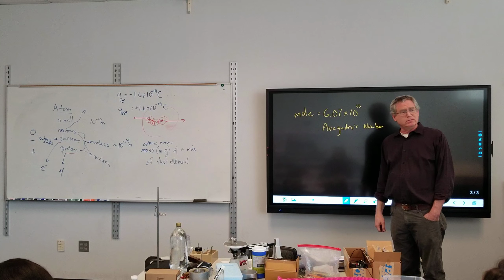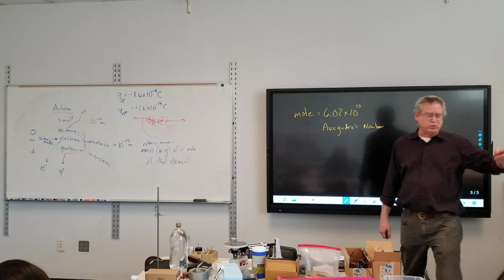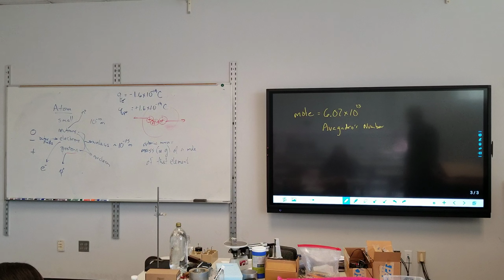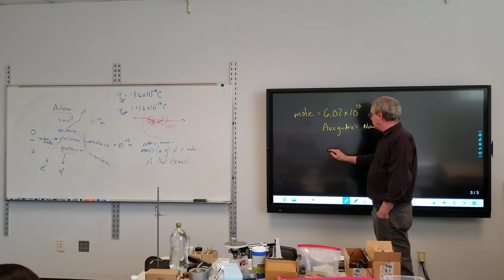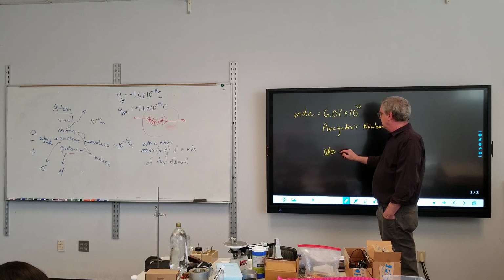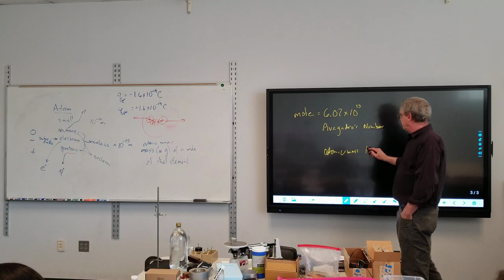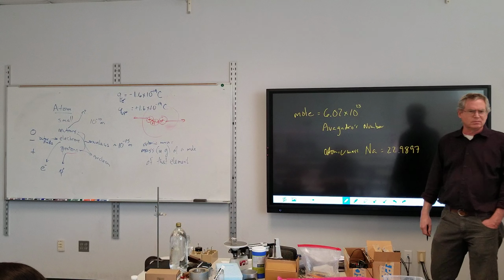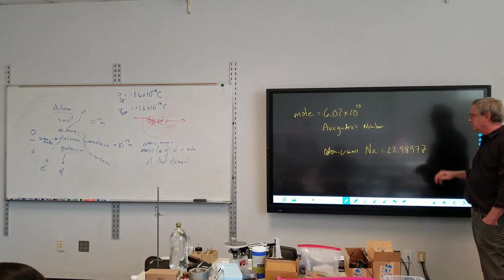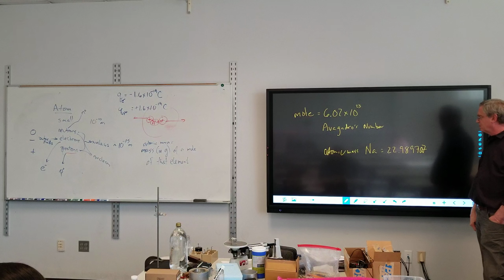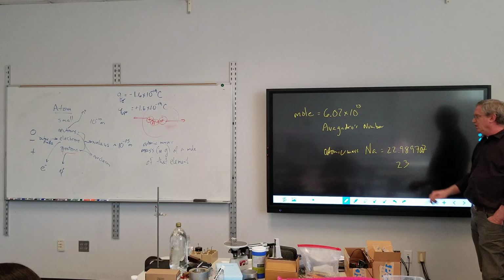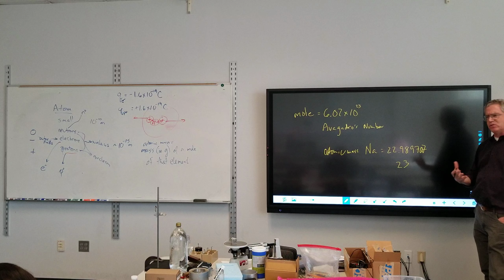Now, it turns out that's also roughly the number of protons and neutrons in the typical atom. So the sodium here, 22.989, so atomic mass of sodium, 22.9897. If you round that off, what do you get? So the typical sodium atom has about 23 nucleons.